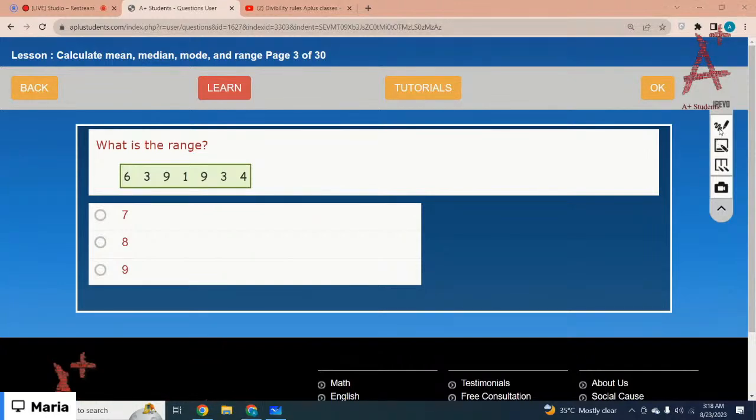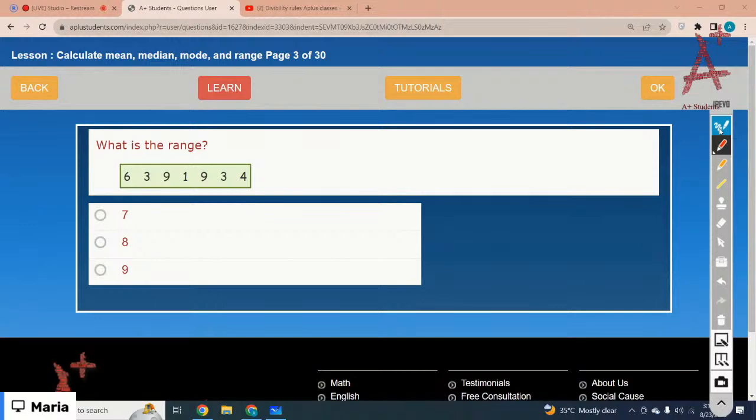What is the range of the data? How do you calculate the range? Whenever you have to calculate the range of the data, you have to arrange the data from least to greatest. Let me arrange: 1, 3, 3, 4, 6, 9, 9. The least number here is 1, and the greatest number here is 9. Just subtract them. 9 minus 1 equals 8. So the range of the data is 8. The correct option is 8.